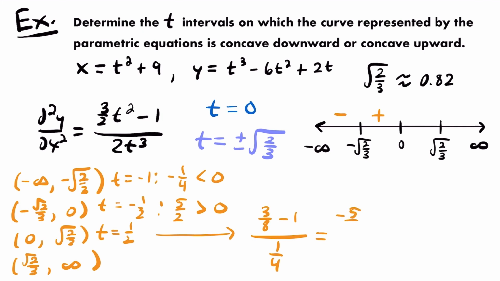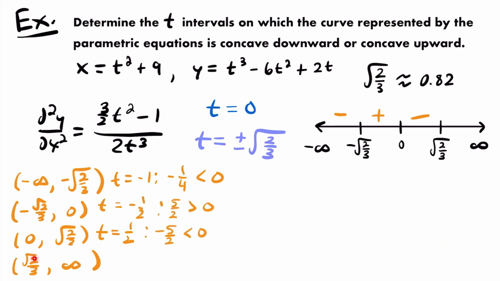So this is equal to negative 5/8 divided by 1/4. And dividing by a fraction is the same as multiplying by its reciprocal. So this is equal to negative 5/8 times 4 divided by 1, which is the same exact multiplication we had for our previous calculation, except now it's negative. So this is equal to negative 20/8, which will be equal to negative 5/2. And negative 5/2 is less than 0, it's negative, and so for this interval, our curve will be concave down. So let's make a note of that on the number line. Okay, and so now we only have one more interval left to check, so let's do that next.